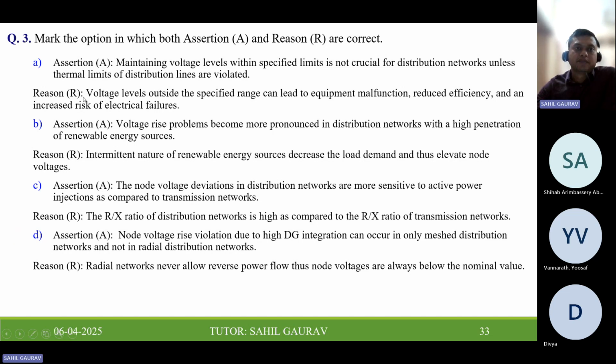The first option is that maintaining voltage levels within specified limits is not crucial for distribution network unless thermal limits of distribution lines are violated. So this one is incorrect. Voltage levels outside the specified range can lead to equipment malfunction, reduced efficiency, and increased risk of failure. So this is correct. But overall, this option is incorrect.